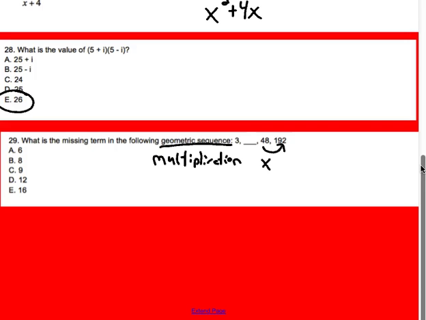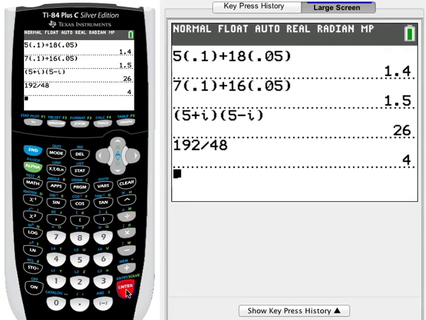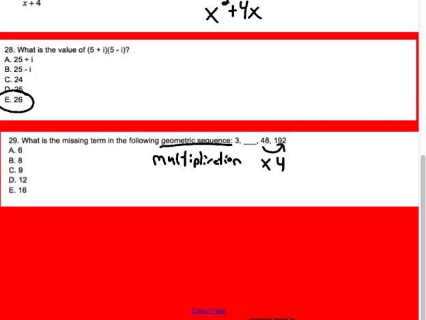The easiest way to figure out what you're multiplying by to go between those two numbers, ironically, is actually dividing those two numbers. What this is telling me is 48 times 4 is giving me the 192. So to go from term to term, I'm multiplying by 4. Well, that means to go from here to here, I'm also multiplying by 4, and that will simply give me the number 12.